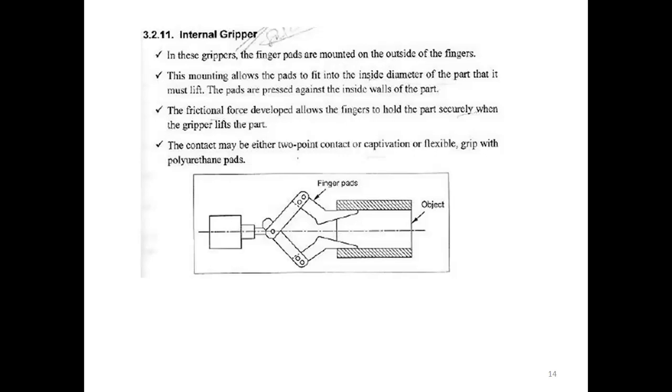So in internal grippers, the finger pads are mounted on the outside of the finger. Internal gripping is used when the part geometry will allow and when the process to be performed needs access to the outside surface of the part grasped. That is the opening force of the gripper, which is used to hold the part. This mounting allows the fingers to fit into the inside diameter of the part. The parts are pressed against the inside walls of the part. The friction force developed allows the fingers to hold the part securely when the gripper lifts the part. Similarly, the contact may be either a two-point contact or encapsulating, or a flexible grip with polyurethane pads.